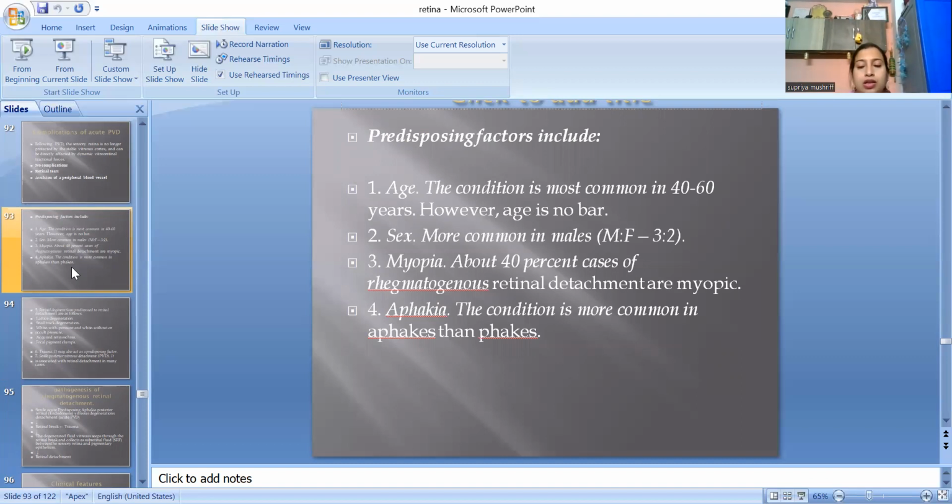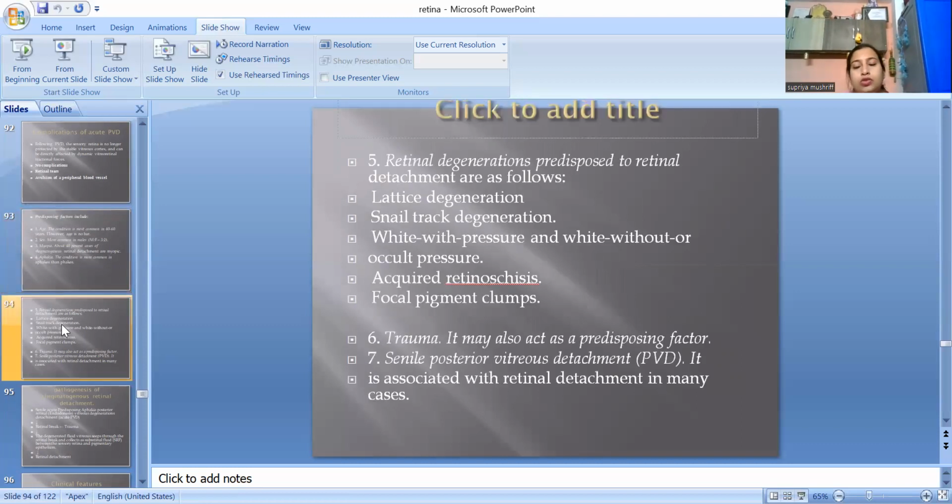Aphakia is another condition which is associated with rhegmatogenous RD, and it is more common in aphakics and pseudophakes. Now, the fifth condition associated with rhegmatogenous RD is retinal degeneration. The retinal degenerations which predispose to retinal detachment are as follows: lattice degeneration, snail track degeneration, white with pressure and white without pressure, acquired retinoschisis, and focal pigment clumps. So we should know there are various types of peripheral retinal degeneration near the ora serrata, which I have told you earlier. Some types of retinal degeneration cause rhegmatogenous RD, and some kinds of peripheral retinal degeneration do not cause any rhegmatogenous RD. So we should know how to differentiate between these.